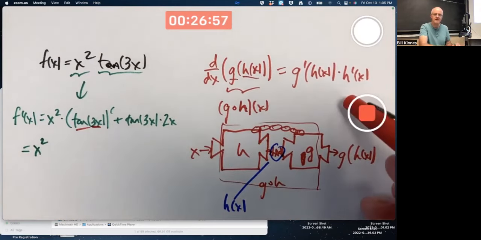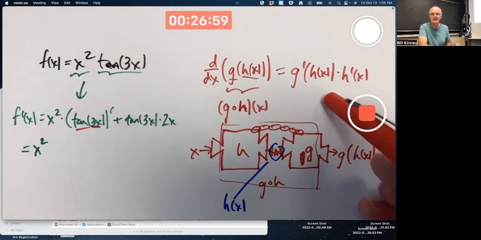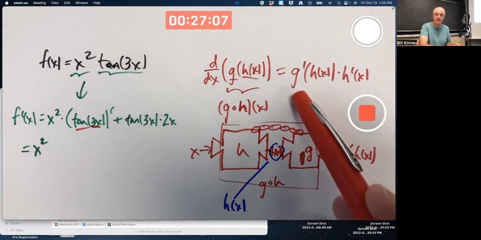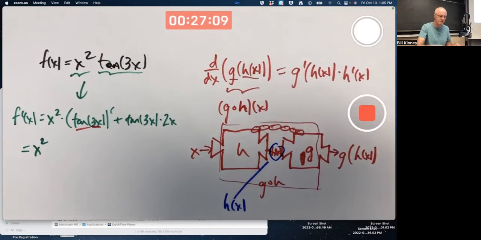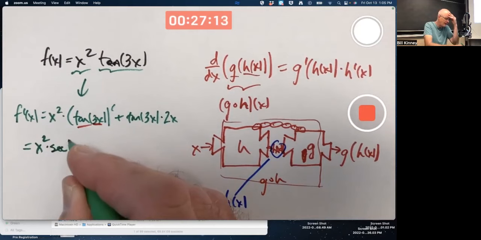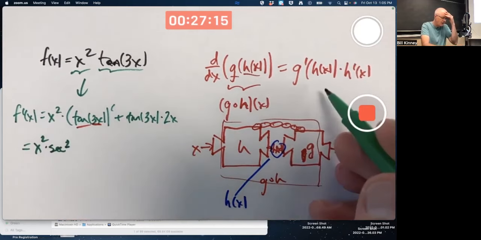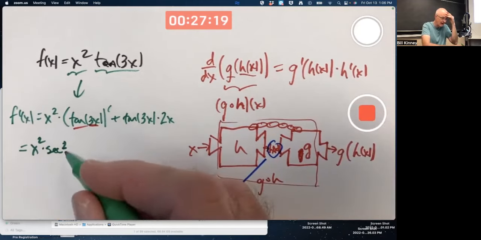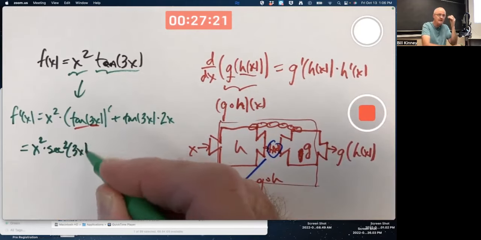In this formula, 3x is like the h of x. Tangent of x is like the g of x. The chain rule says, take the derivative of the g, the outside function. The derivative of tangent is secant squared. But wait, don't plug x into that, plug h of x into that. Don't write x here, write 3x.